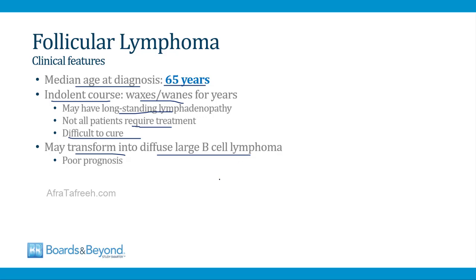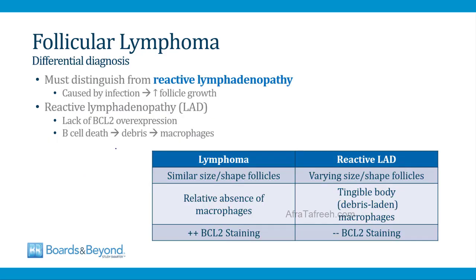Remember, both follicular lymphoma and diffuse large B-cell lymphoma are B-cell non-Hodgkin lymphomas. So follicular lymphoma, which is indolent, can transform into diffuse large B-cell lymphoma, which is more aggressive, and when this happens, this generally carries a poor prognosis. When you biopsy a lymph node and you identify enlarged follicles, that could be a case of follicular lymphoma, but it also could simply be reactive lymphadenopathy, because when there's infection, this leads to growth of the lymphocytes in the follicles. That's why your lymph nodes become enlarged during infection.